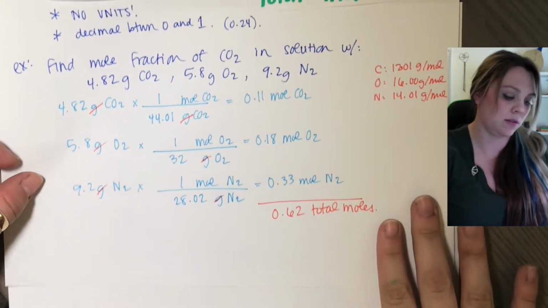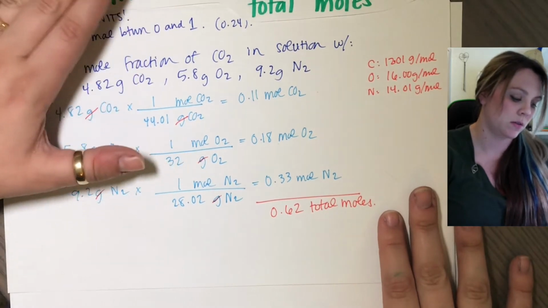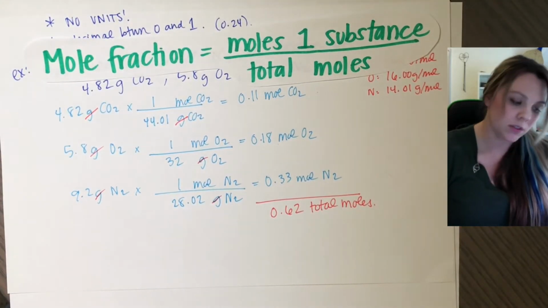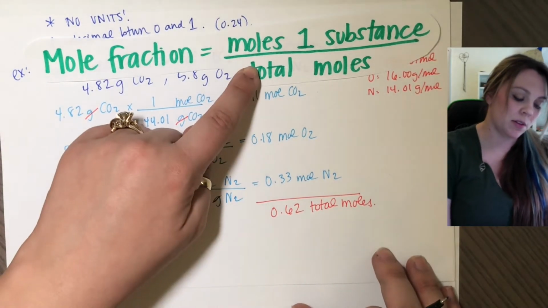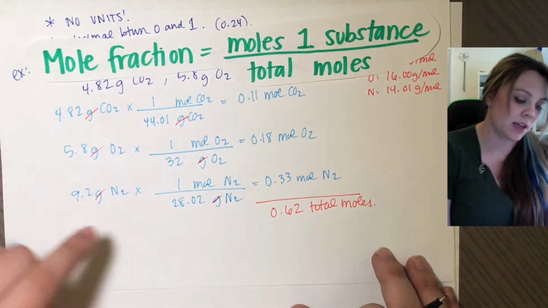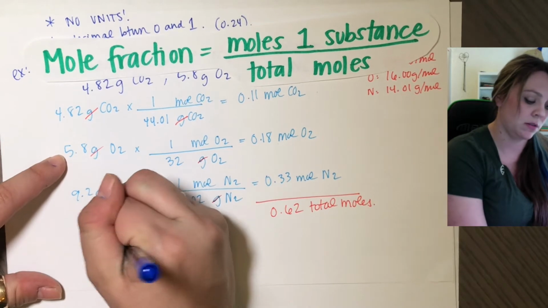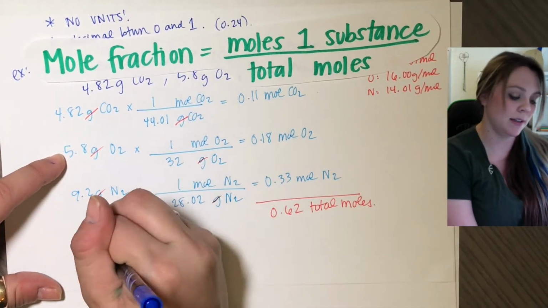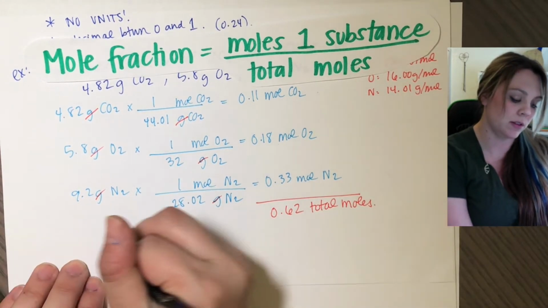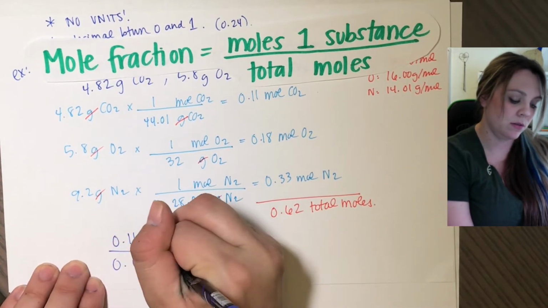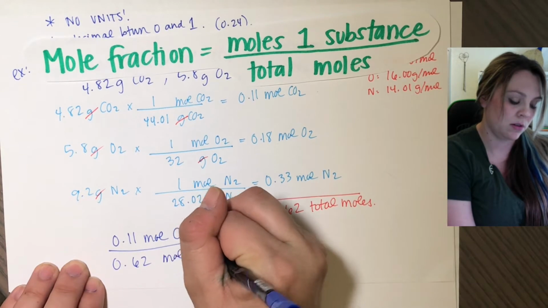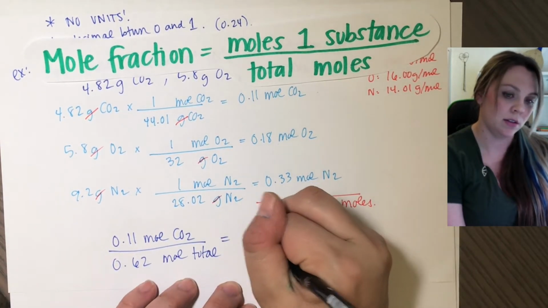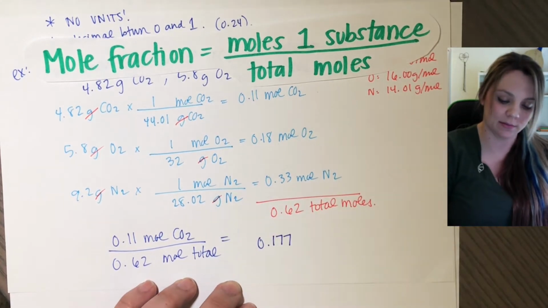I'm worried that's going to run out of space, so I'm just going to scoot that up. All right, so my mole fraction is the moles of the one substance I want, which in this case was CO2. So 0.11 moles of carbon dioxide divided by my total moles, 0.62, and it equals 0.177.